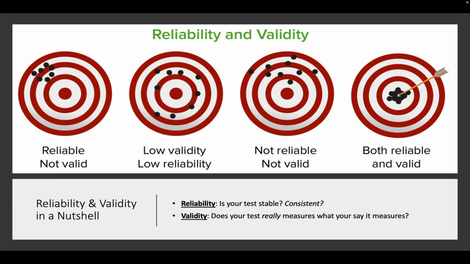And then if we look at the third target area, we show that it's not reliable and it's not valid. So it is completely not close to the target, and it's not consistent, so it's not valid. And then the last one shows us what reliable and valid would look like. It's all kind of close together in the center, exactly where we're trying to hit.